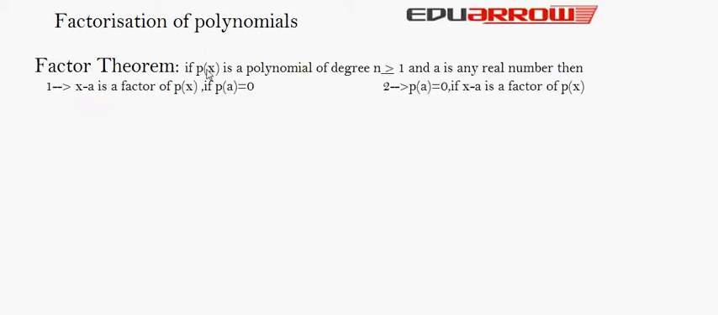Now, factorization of polynomials. Let's see the factor theorem. If P(x) is a polynomial of degree n, that is n is greater than or equal to 1, and a is any real number, then x minus a is a factor of the polynomial P(x) if the remainder, that is P(a), is 0. And the converse is also true: P(a) is 0, or we can say that the remainder is 0, if x minus a is a factor of P(x). Proof is by the remainder theorem.